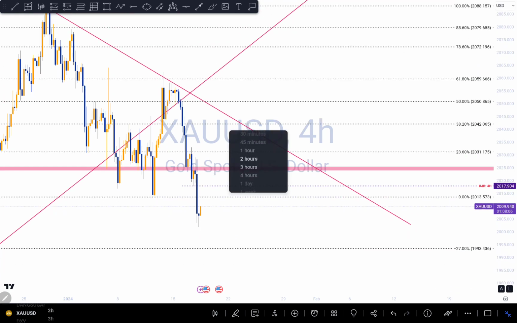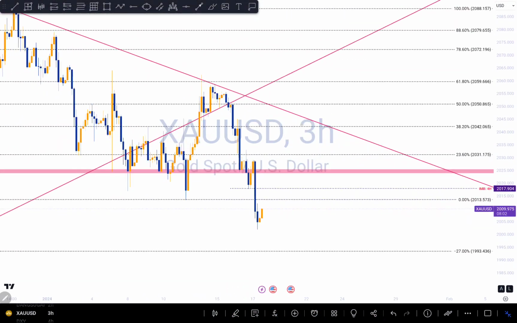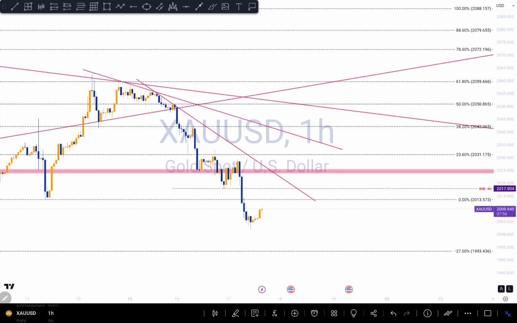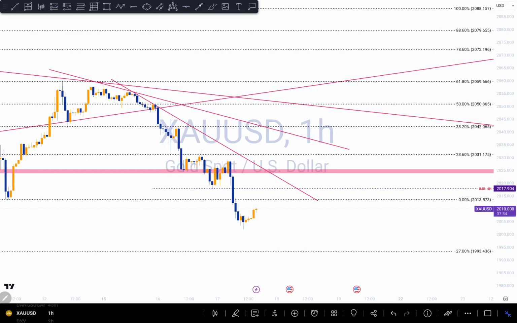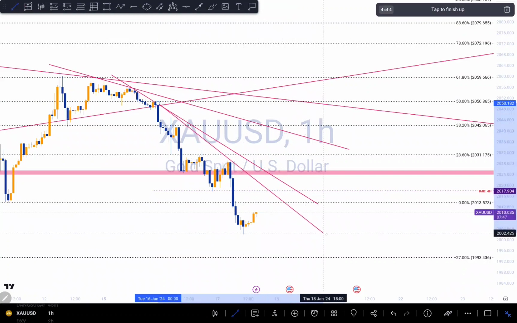So let's go to my smaller time frame. Let me go to my 3 hour time frame to see if we're gonna see anything. Not really. Let me get to my 12-hour time frame. Let's see a 1 hour time frame. Right here we can see I can draw a trend line right here from here to here.